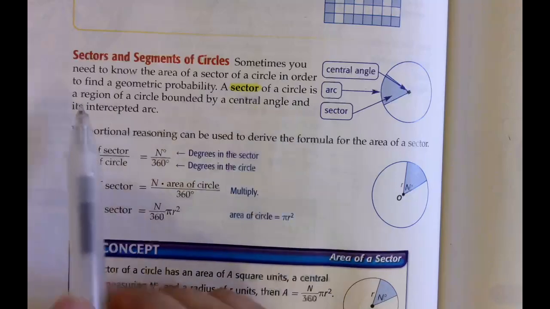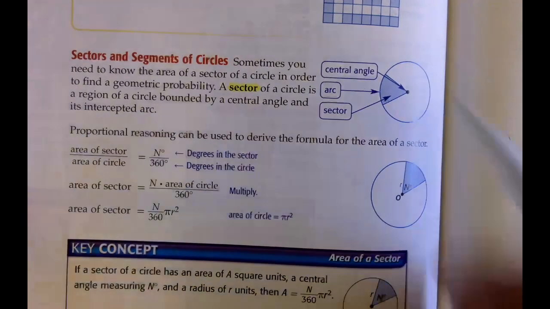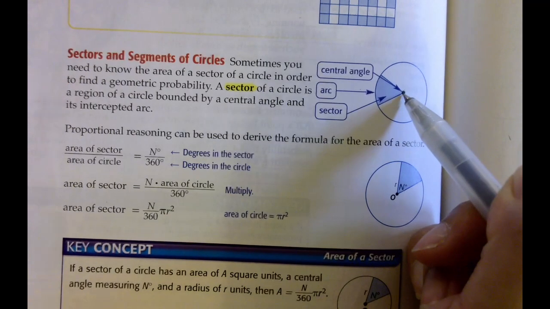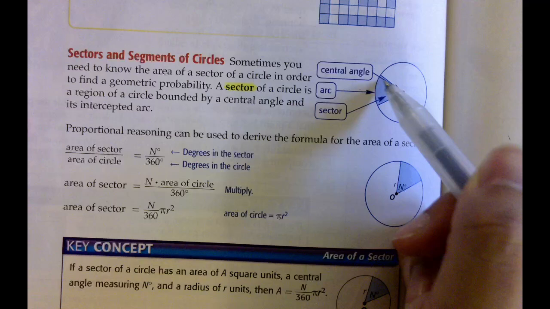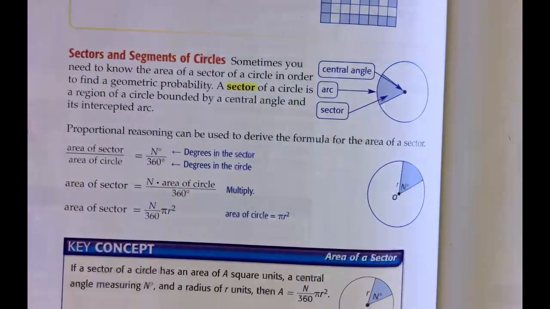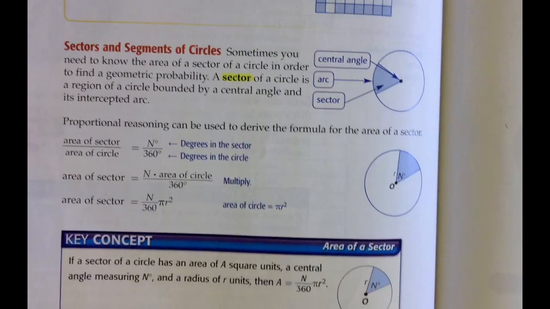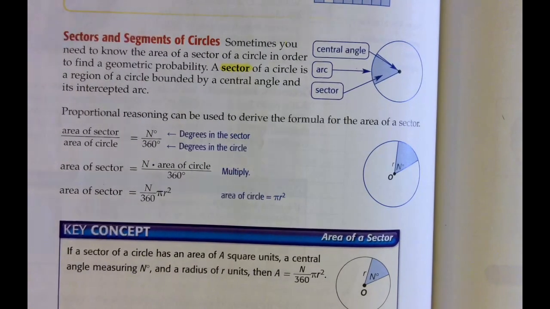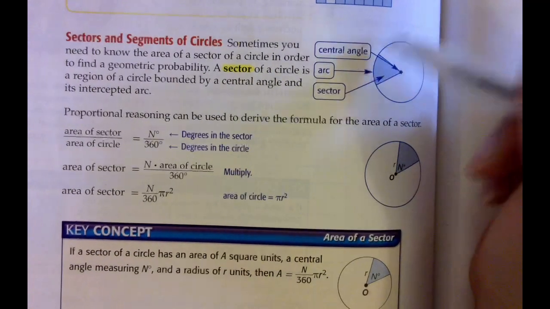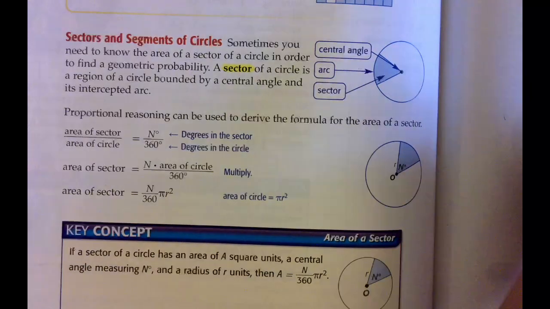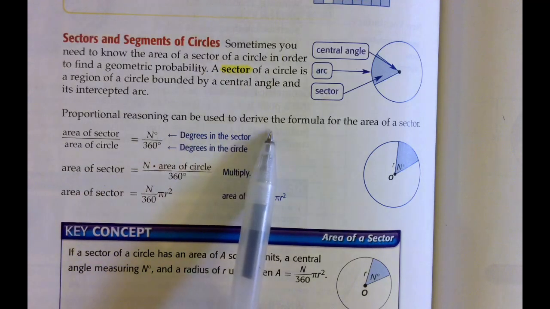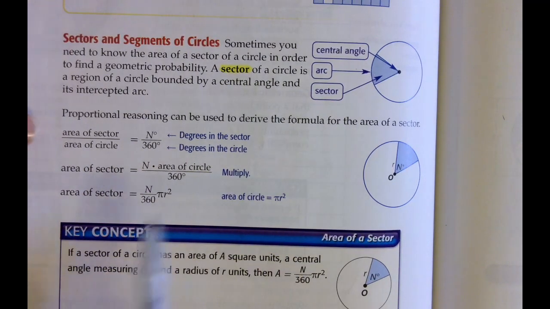A sector of a circle is a region of a circle bounded by the central angle. So we know the central angle, the vertex is at the center, and its intercepted arc. So this is a sector, because central angle, here's the arc, this is the sector. And then similar to finding arc length, where we did whatever this is over 360 times the circumference, we're doing the same thing here, because using proportional reasoning, we can derive the formula for the area of a sector.